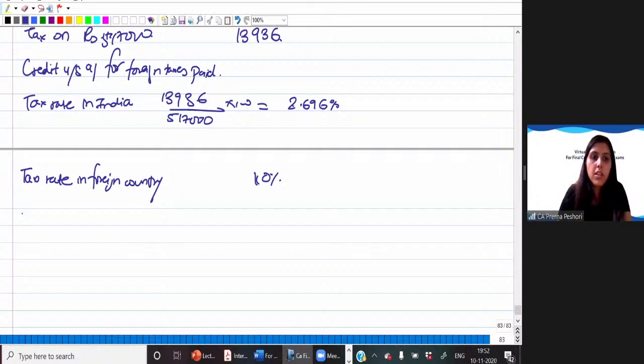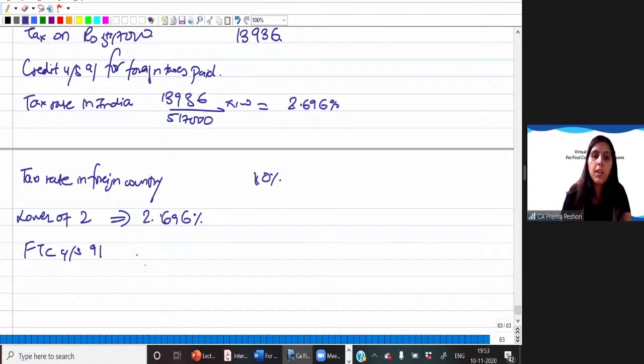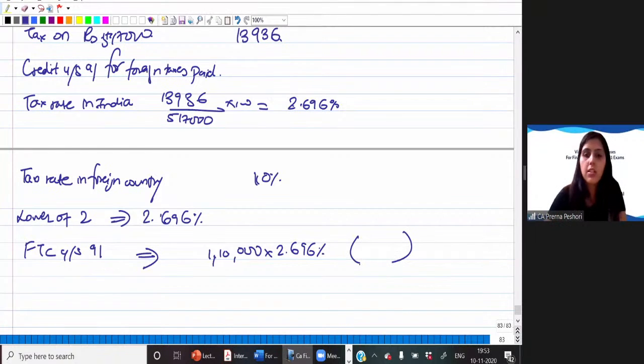So the lower of the 2 comes to 2.696%. Therefore, foreign tax credit under section 91 will be equal to 1,10,000 into 2.696%. That will be your foreign tax credit. What is that amount? 2,966, right?